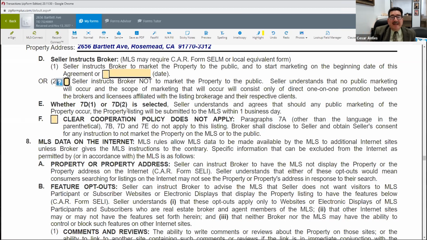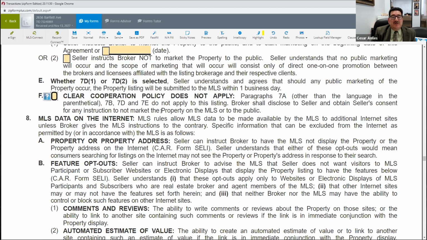So if this is selected, then you have to fill in this information. If 7D is selected, the seller understands and agrees that should any public marketing of the property occur while the property is listed, it will be submitted to the MLS within 1 business day. And then this clear cooperation policy does not apply. So you're going to be doing all kinds of exclusions, right? The broker shall disclose to the seller what this means, right? So you need to disclose to the seller.